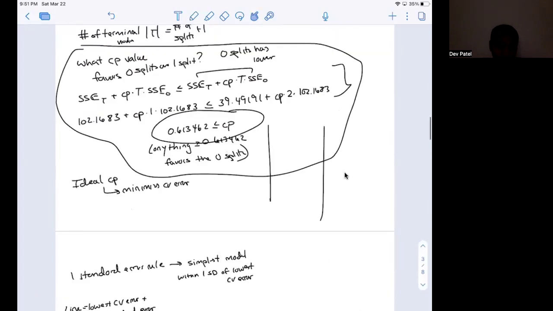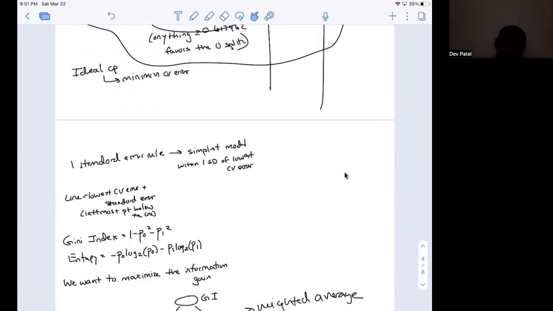So that's cost complexity. One of the ways that you can select the optimal CP value is through cross validation. You select the one that has the lowest CV error. There's also the one standard error rule that you can use, which is the leftmost value under the horizontal line, which marks the lowest CV value plus one standard error. Whatever the leftmost value below the line is, you can use that.